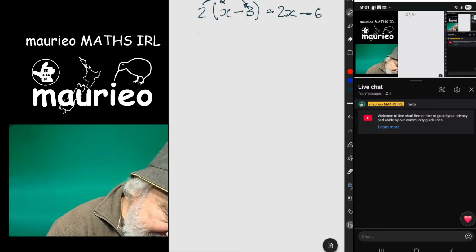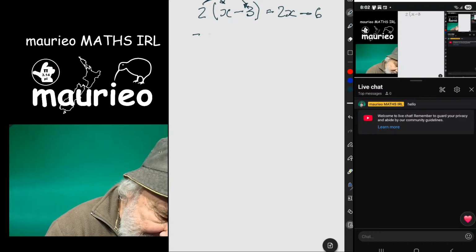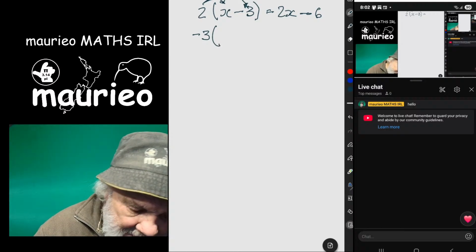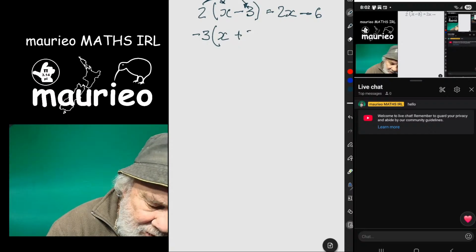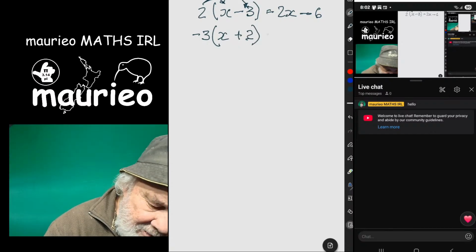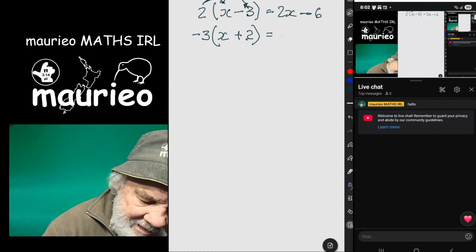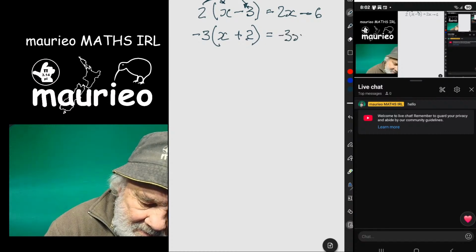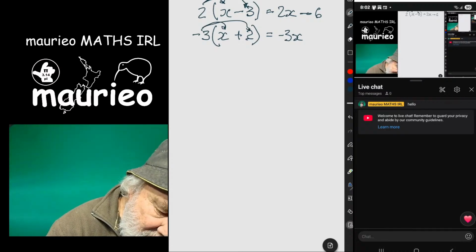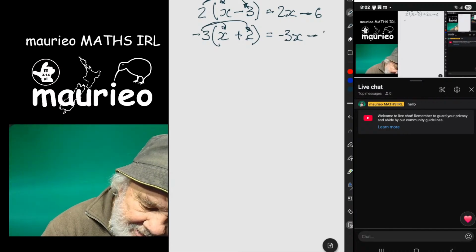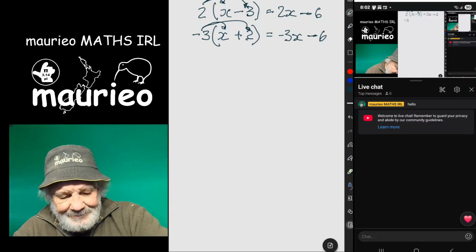What about if we have minus 3? What does that mean? Again, minus 3 times (x plus 2) gives minus 3x minus 6, because the sign comes with it. What about if we have minus 6? Minus 3.